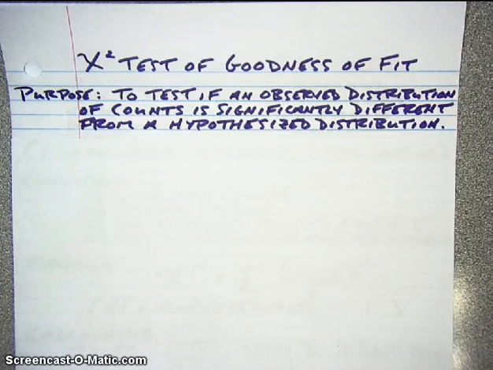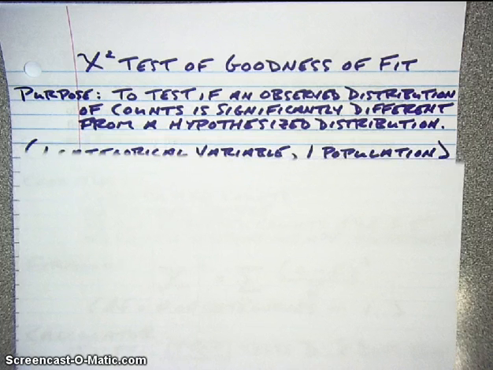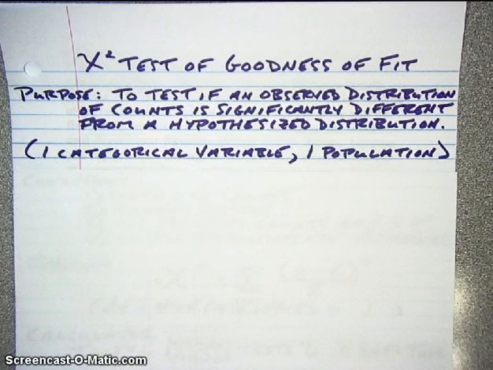The first chi-square test we're going to look at is the chi-square test of goodness of fit. The purpose of this test is to test if an observed distribution of counts is significantly different from a hypothesized distribution. In this test, we have one categorical variable from one population. That'll help us to distinguish this test from the two other chi-square tests we're going to look at.